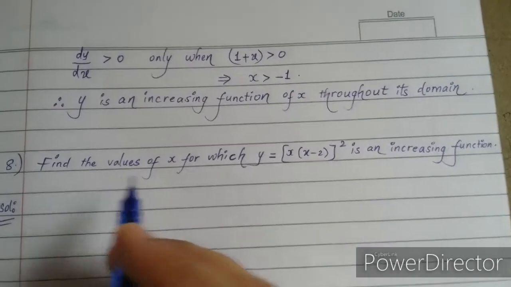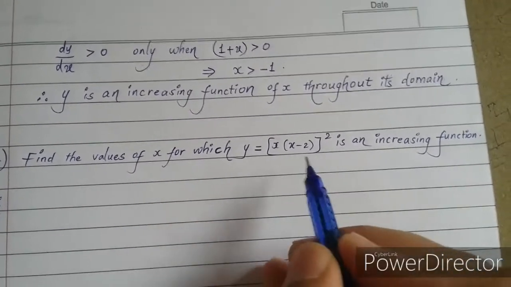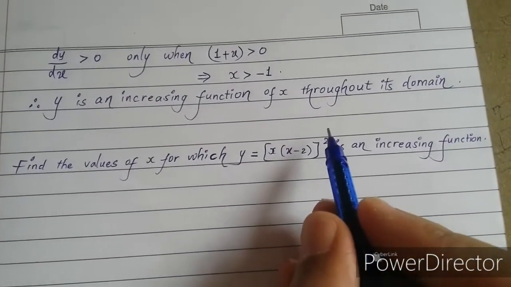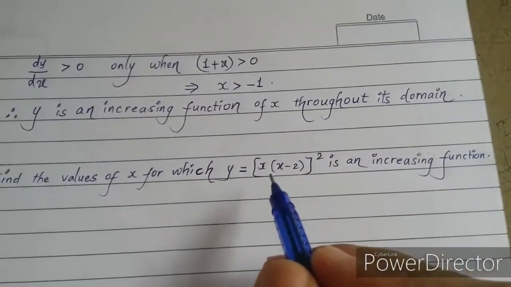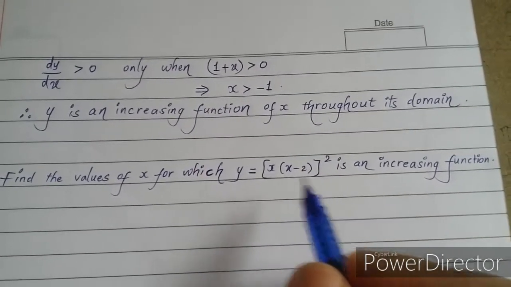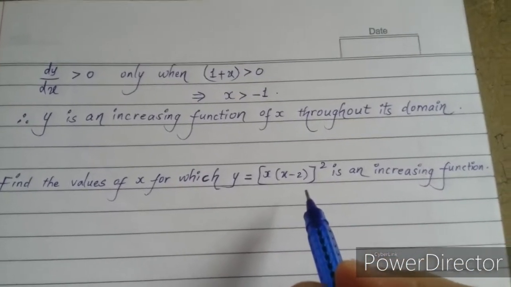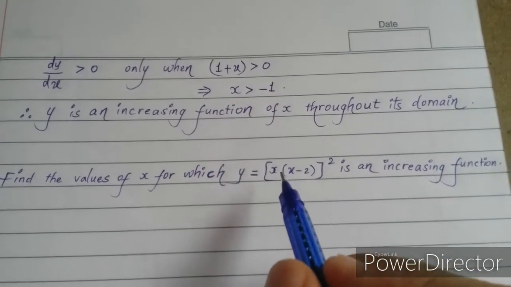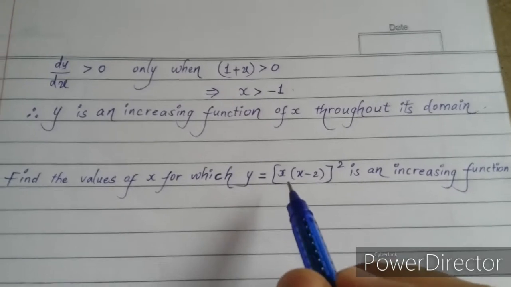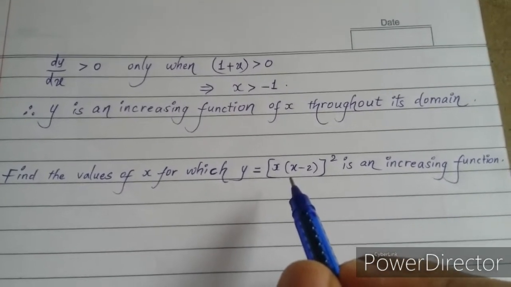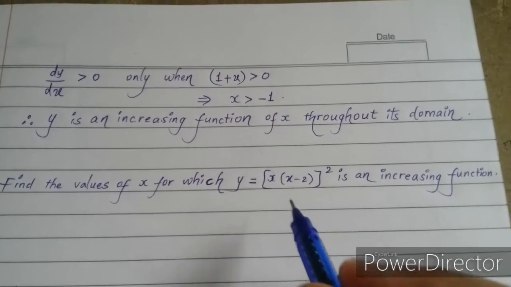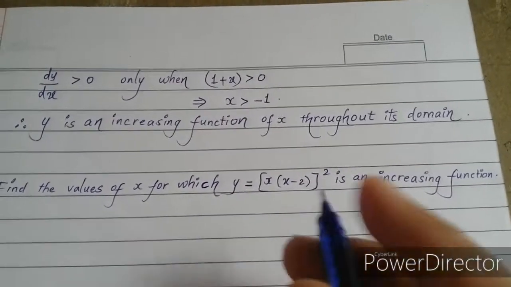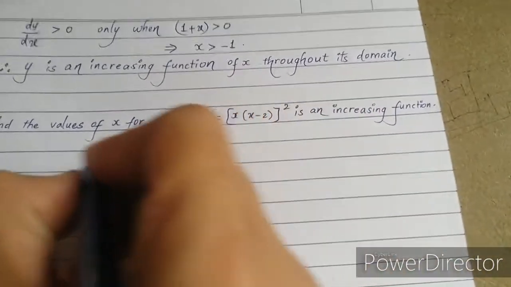Let us see one more problem here. Find the values of x for which the function is an increasing function. A function will become an increasing function when it is continuous on the interval and differentiable on the interval. Yes, and one more condition is the first derivative should be greater than or equal to 0. We have to find out the values of x for which it is an increasing function. That means dy by dx is greater than or equal to 0.